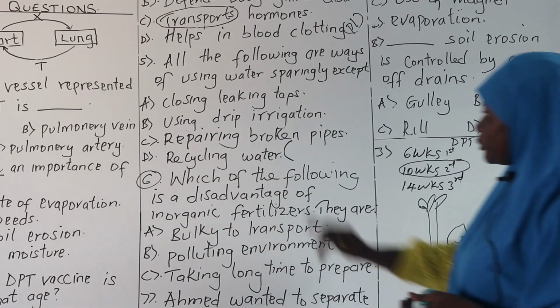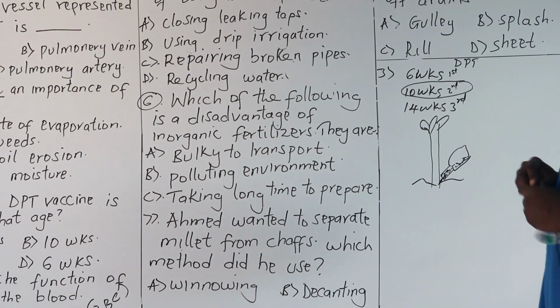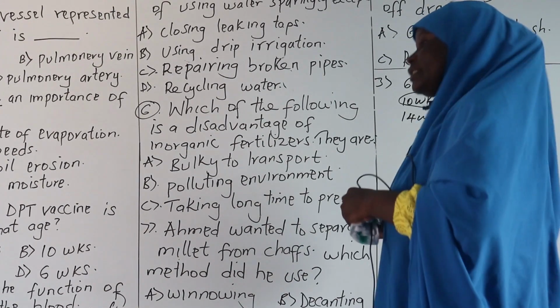So which is the answer? You know the answer, which is D. Number 6, which of the following is a disadvantage of inorganic fertilizers?